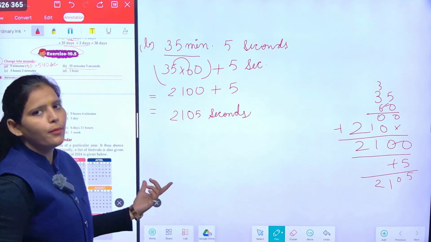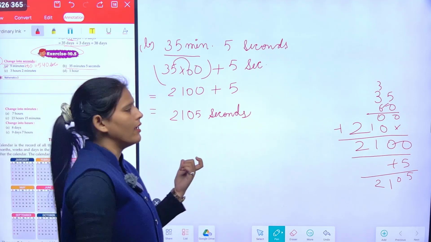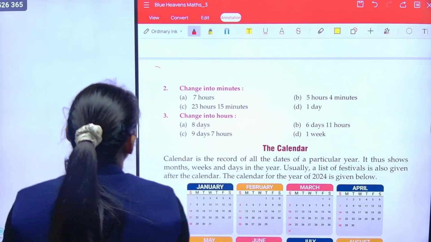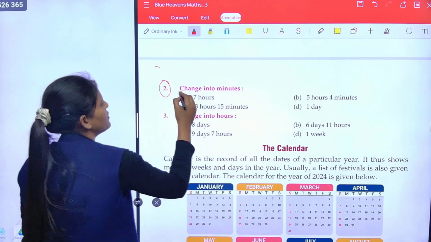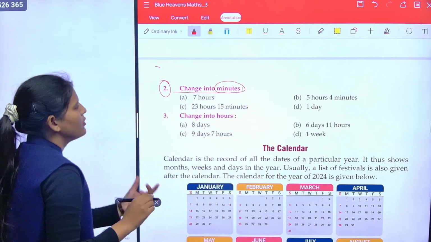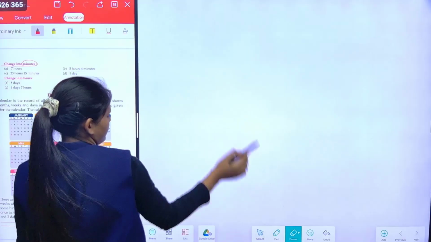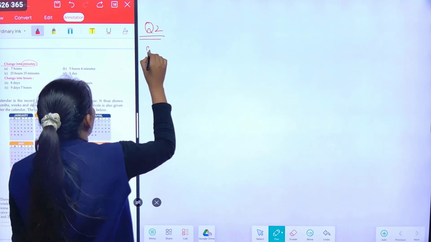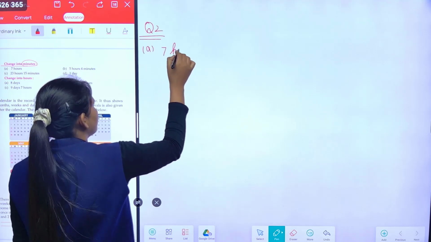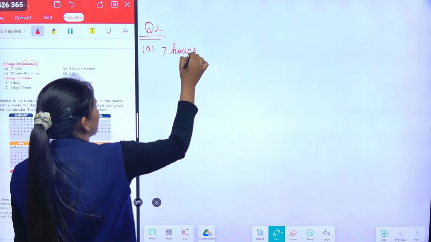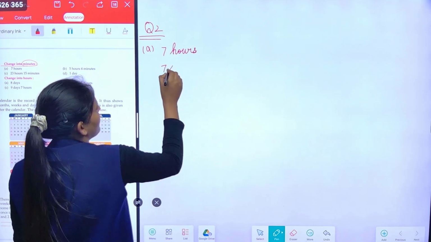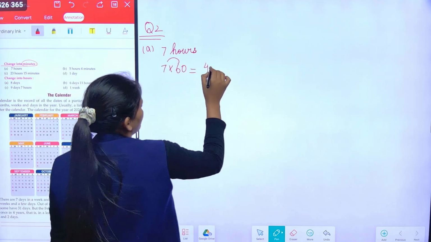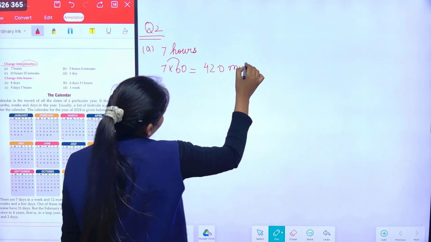Yes class, I hope you all have understood this question very well. Now students, rest of the parts do yourself. Now question number 2, change into minutes. A, 7 hours into minutes. So 7 multiplied by 60, 7 sixes are 42. 420 minutes in 7 hours.